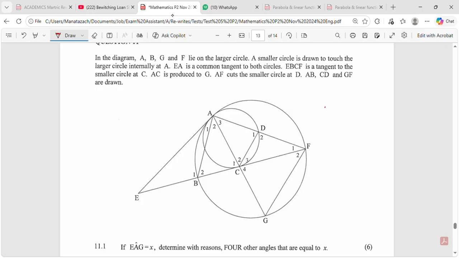EA is a common tangent, okay? When you see the word tangent, EA is the tangent, so there is the tangent. So immediately think of the tan-chord theorem. There'll be angles that will be equal, for instance, if you have got a tangent.